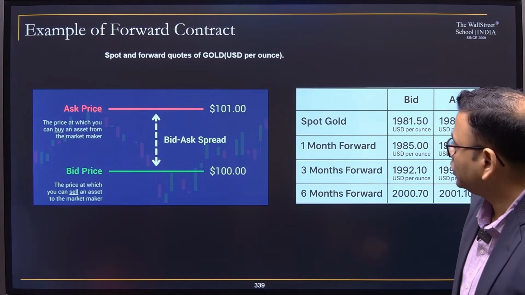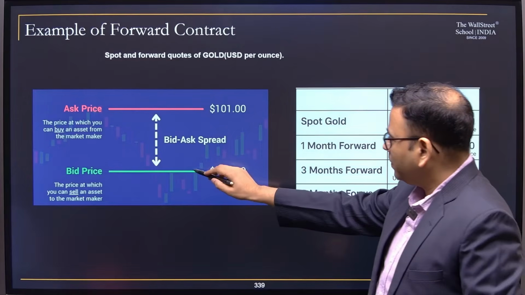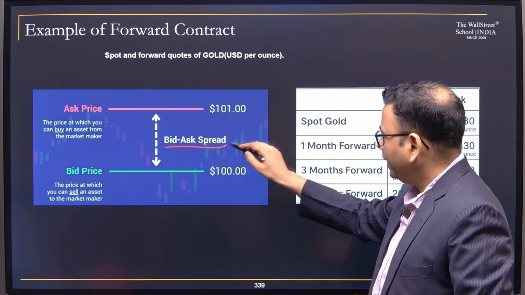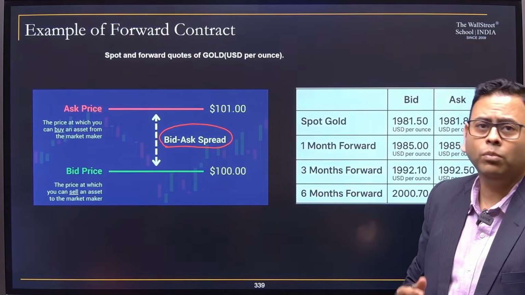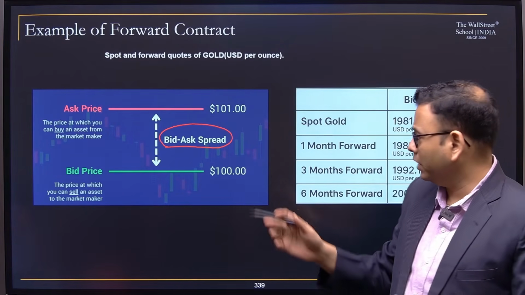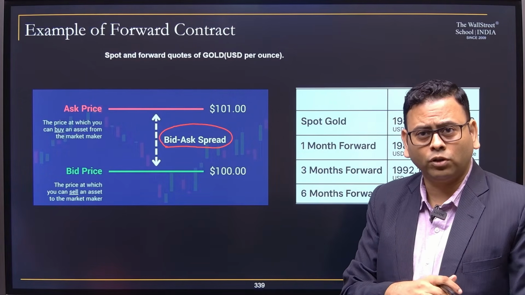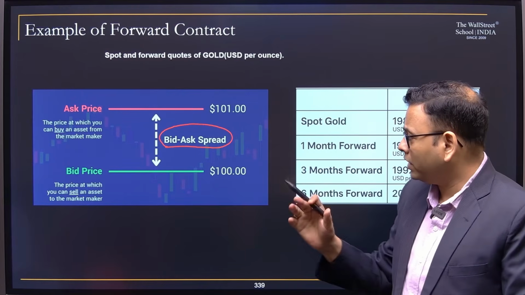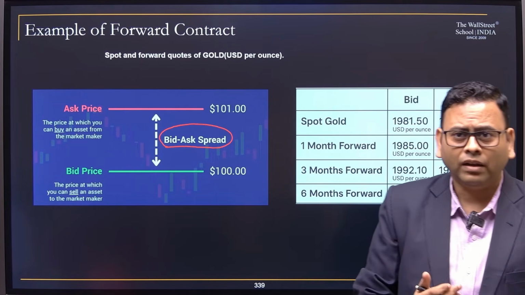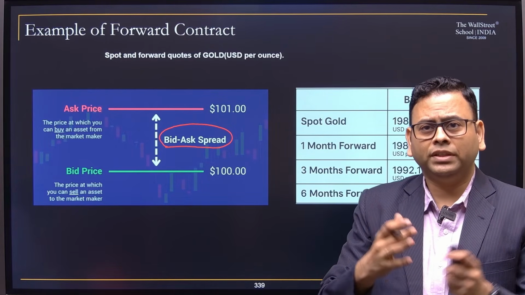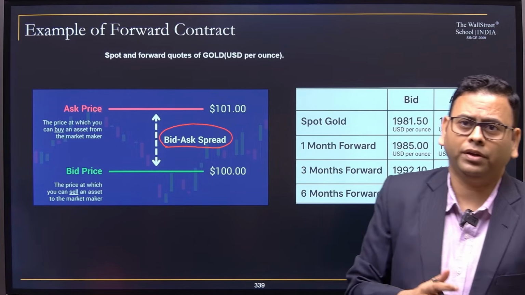As I was saying initially, there will always be a bid ask spread. The more the bid ask difference, the lesser would be the demand for that particular product, because bid ask essentially means at what price you can buy and at what price you can sell. So, a larger differential means lesser liquidity in the market.